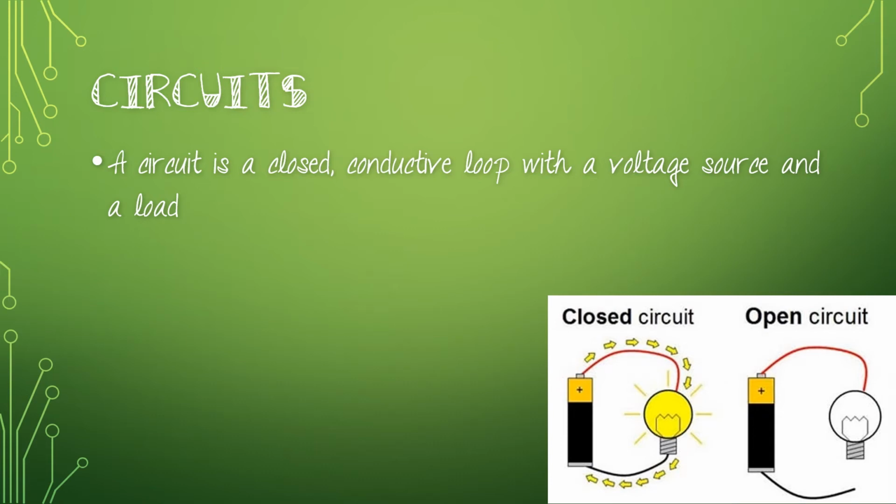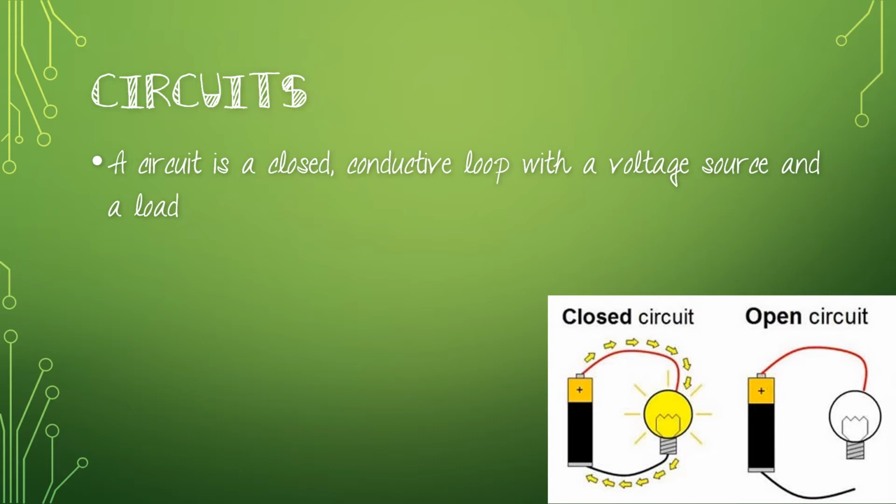In this video, I'll introduce you to some of the most important rules for circuits, but before doing so, I wanted to make sure we talked about exactly what a circuit is. A circuit is defined as a closed conductive loop, and for it to be a useful circuit, it has to have a voltage source and something called a load.